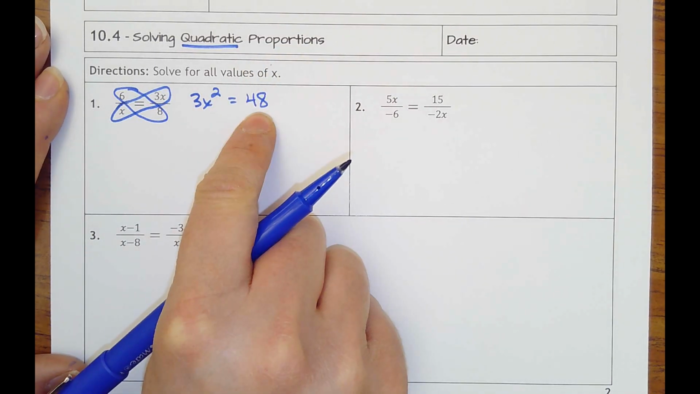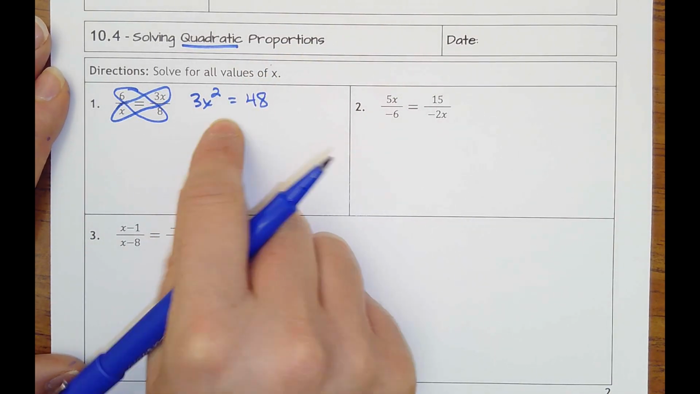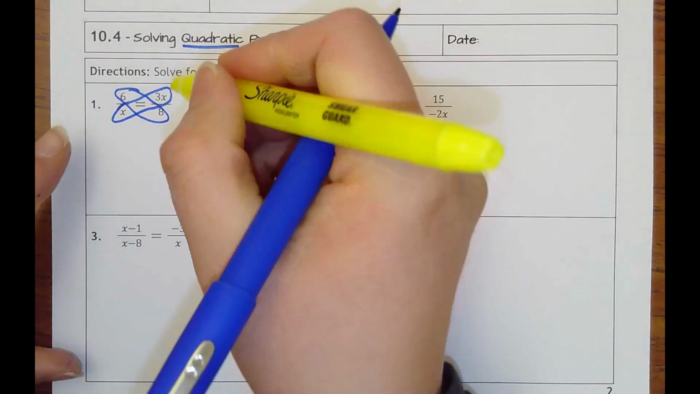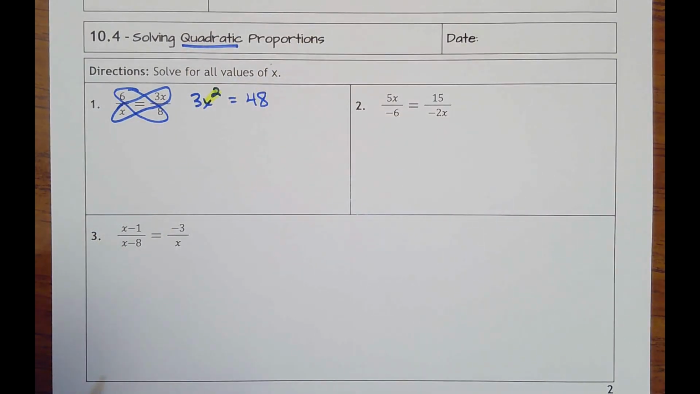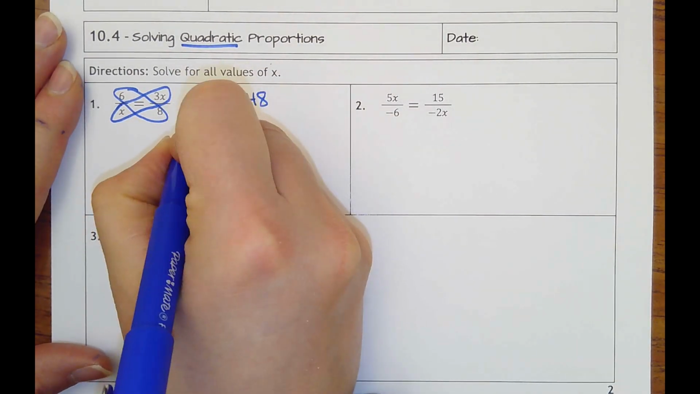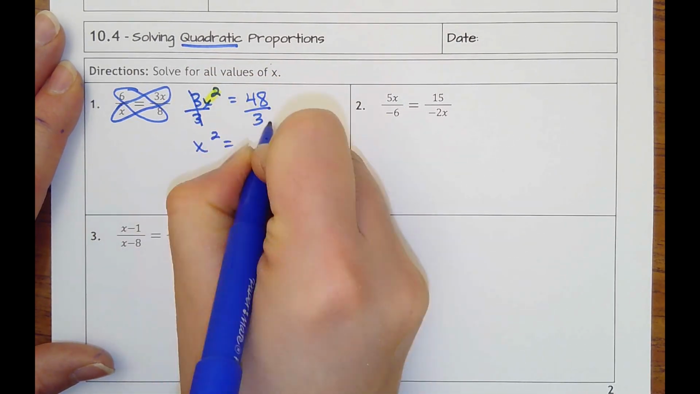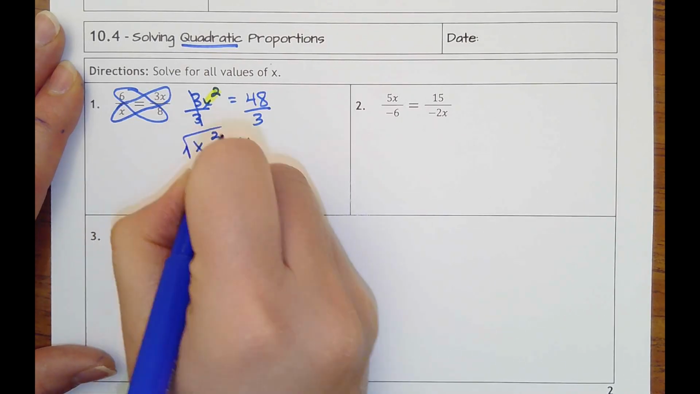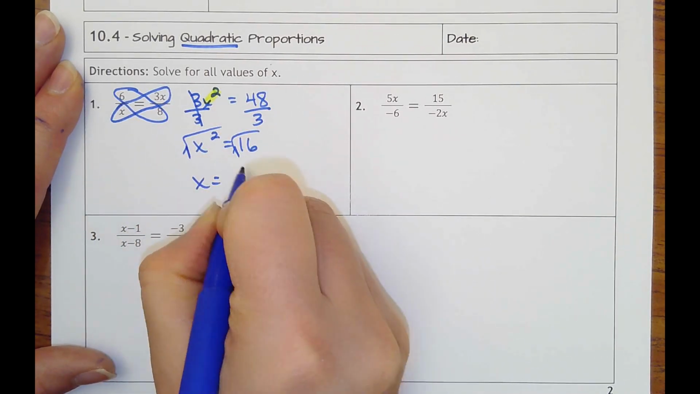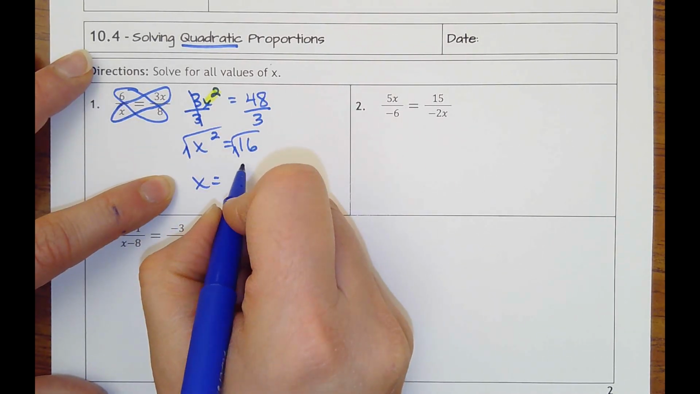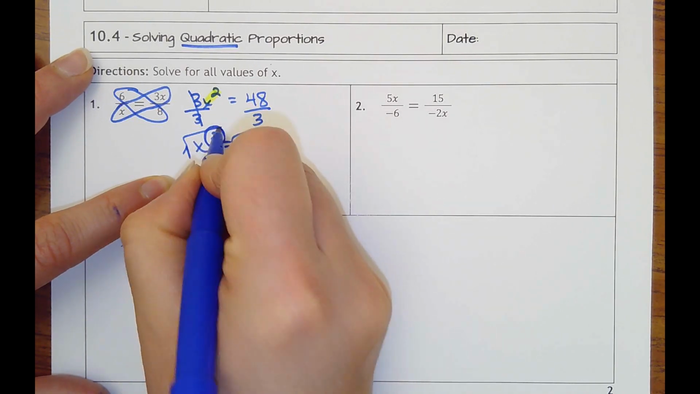And so you could subtract the 48 over and factor, but the easier thing to do would be just to try to get this x alone. And the first thing we would do is divide away the 3, so that at least we have an x squared. That would be 16, and then we would want to square root both sides. But remember that when we square root in an equation, we should get 2 answers.